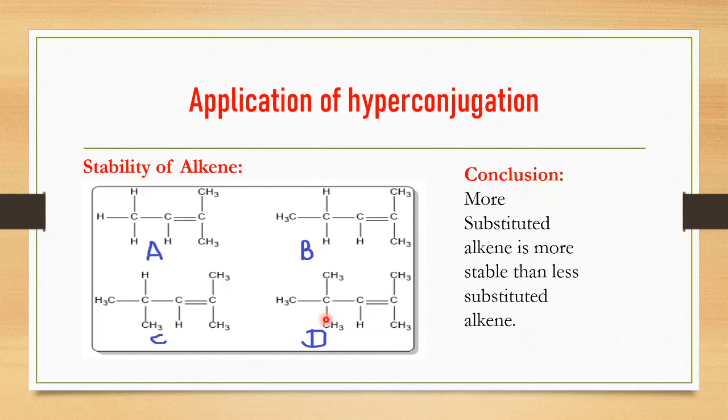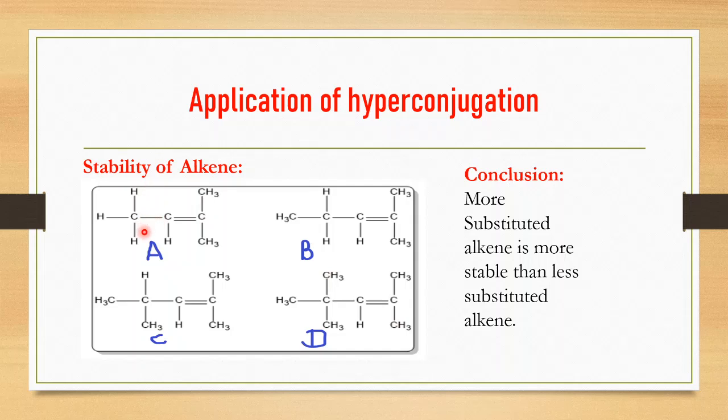While if I look at structure D, I will still find a lesser number of hydrogen which will be responsible for hyperconjugation. Here there is an adjacent carbon, but this adjacent carbon is not having any hydrogen. All are alkyl substituents. But if I look at this carbon and the adjacent carbon as this and this, both are having 3 hydrogen. So it will be having 6 hydrogen, which will give you the hyperconjugated structure.